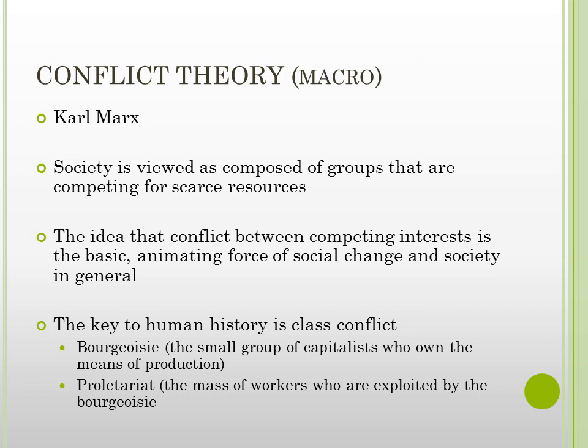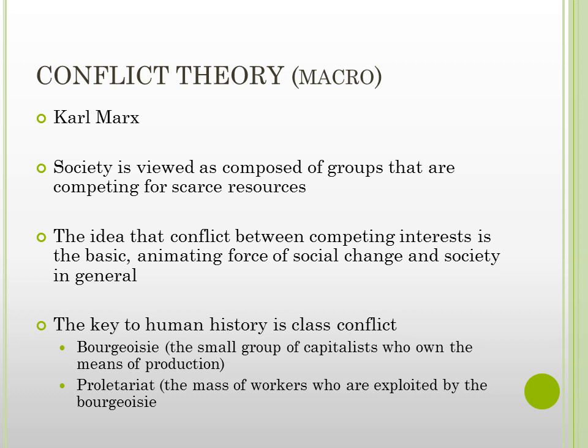For Karl Marx, society is viewed as composed of groups that are competing for scarce resources. He said that conflict between competing interests is the basic animating force of social change and society in general. To be clear, Karl Marx pointed to capitalism as the reason for increased conflict between social groups. He argued that the key to human history is class conflict.